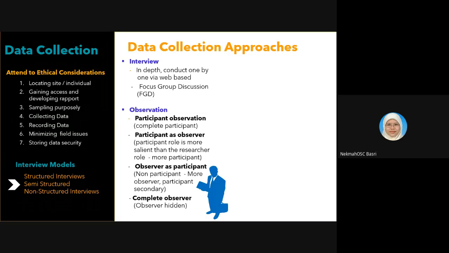And also, for example, we interview Mr. A. We follow Mr. A at the site, just observe what he is doing, and then we take it to the field notes.